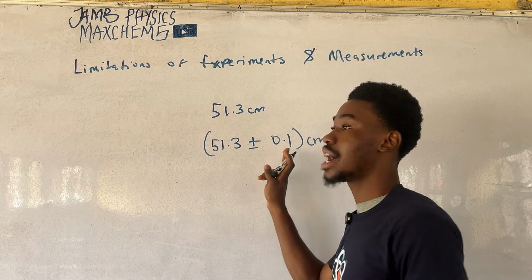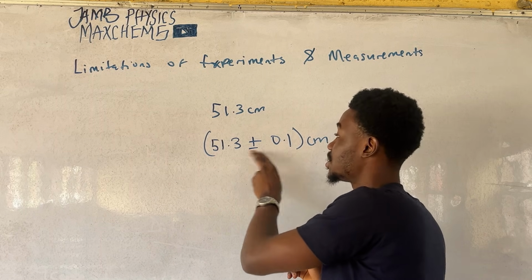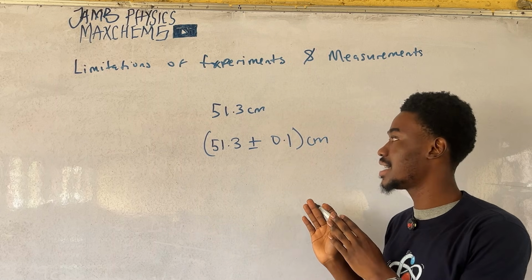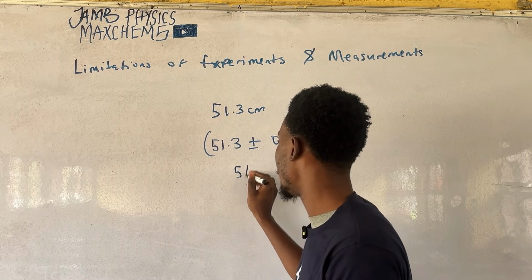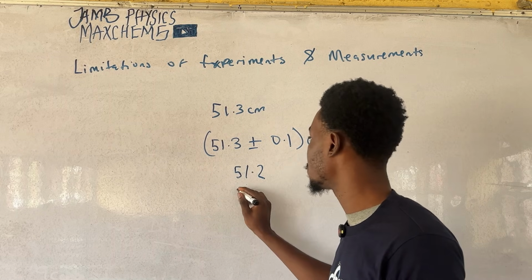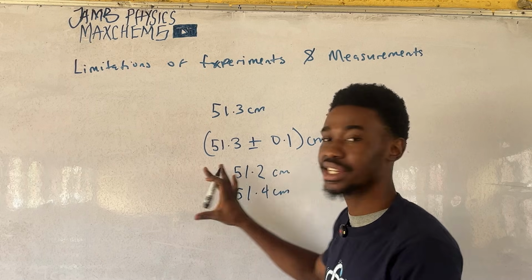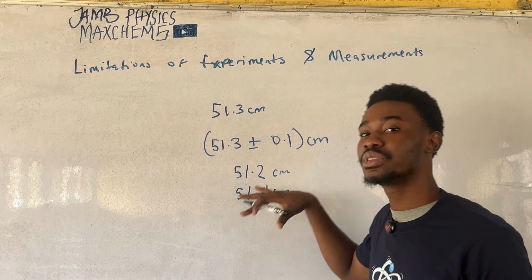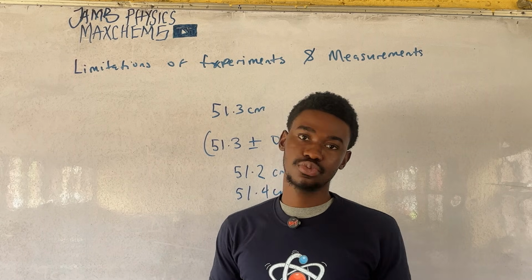Now this is the ascribed uncertainty. This is the uncertainty that is associated with these measurements. This is 0.1. So we know that it is either 51.2, that is 51.3 minus 0.1, or it is 51.4 centimeters. So we know it is between this range. It is between 51.2 and 51.4. So it will fall between this range. So that way we can minimize the errors we make.